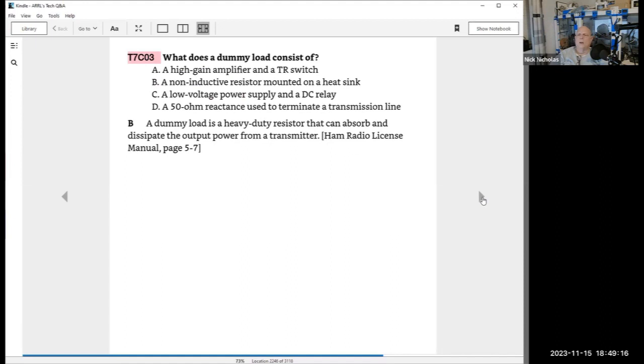What does a dummy load consist of? I think I've already told you. It's a 50 ohm non-inductive resistor, but it doesn't have to be 50 ohms. So that's why that's not the right answer. It's not used to terminate a resistance. That's also not why it's the right answer. Or to terminate a transmission line. It's used as a non-inductive resistor mounted on a heat sink. Well, that would be one of the types of dummy loads.